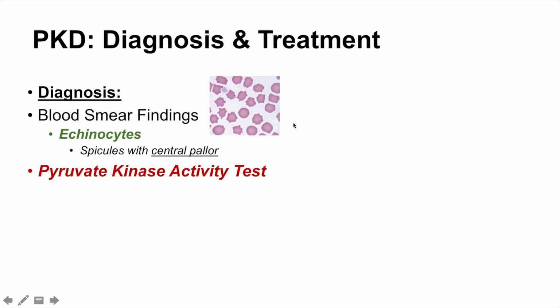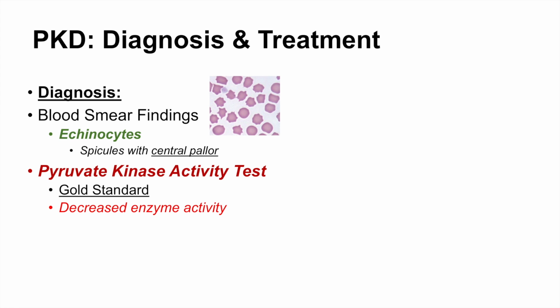Now, another way to diagnose PKD is simply through a pyruvate kinase activity test. So you would see a lower activity of pyruvate kinase simply because there is just less pyruvate kinase enzyme. And this is considered the gold standard in PKD diagnosis. And as I mentioned before, you'll see a decreased enzyme activity with this test. And there's also genetic testing, so individuals can be tested to check to see if they have a mutation in the PKLR gene.